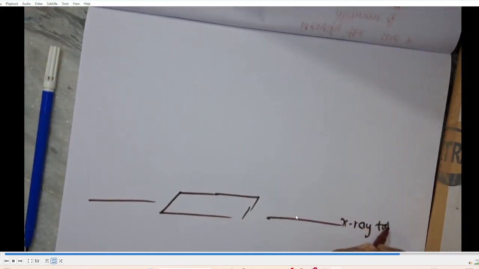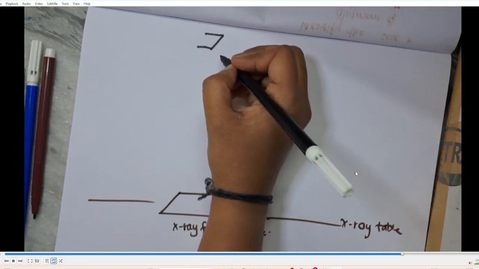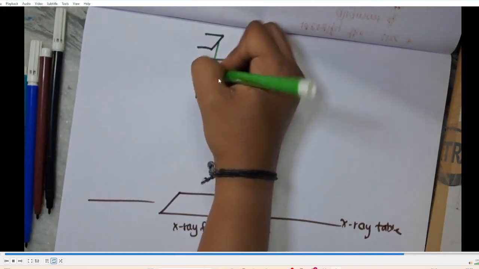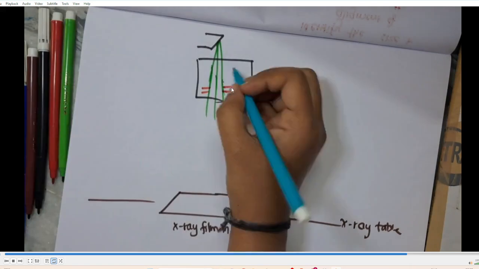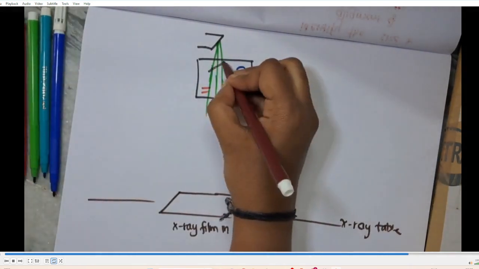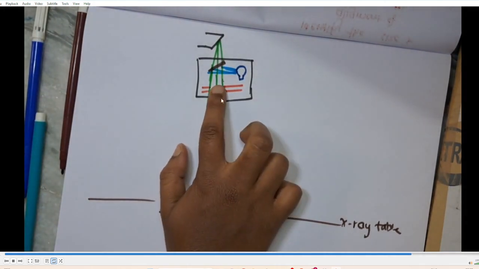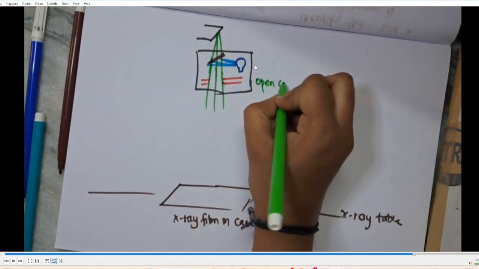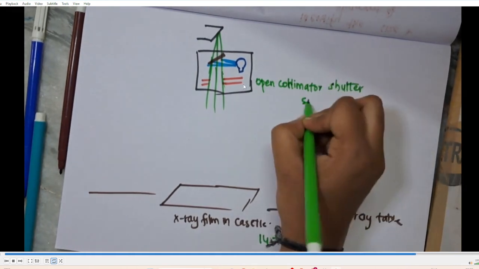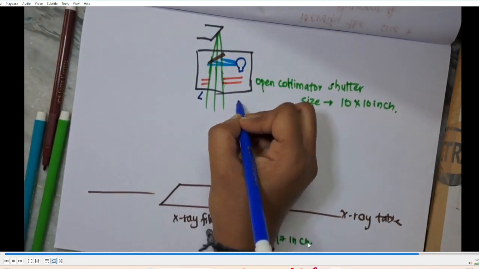First, place the film on the X-ray table. Then open the collimator shutter to a convenient size. This is the light bulb, and this is the light adjustment. The collimator shutter is opened to a size of 10 by 10 inches, and the film is around 14 by 17 inches.